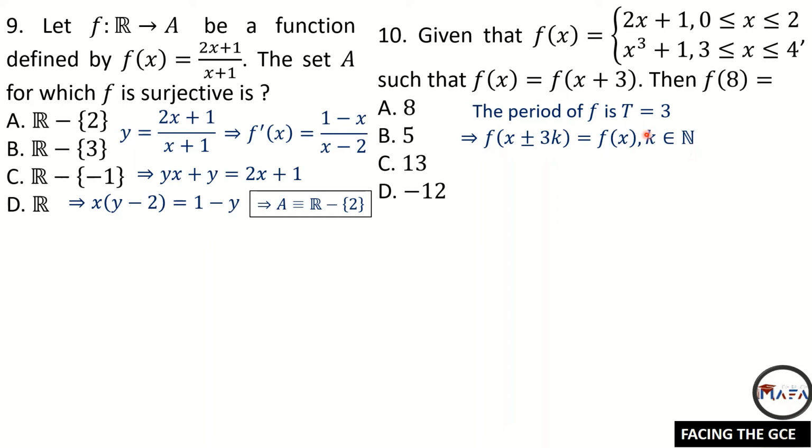Alright, so from there we need to get f of 8. So we are going to write 8 in terms of the period. My period is 3, and k is an integer, so I need to see how I can write 8 as a certain value plus 3 times another value. The value that we begin with should be in the interval of x that has been given to us. So if k is equal to 2, our period is 3, then 3 times 2 is 6, then plus 2 is 8. So it means f of 8 is the same as f of 2 + 3 times 2.